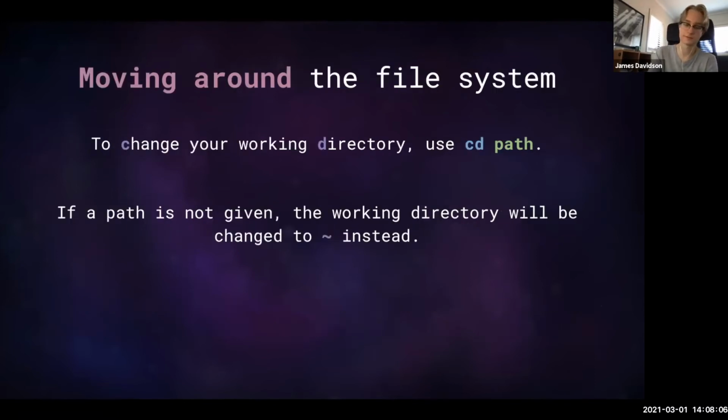So we've covered how to look at where we are. We've covered how to list what's in where we are, but we haven't talked about how to move. So if we want to change our working directory, we use the appropriately named cd, and we give it a path. This path is where we want to be after we run the command. And this path can either be absolute or relative. And if the path is not given, so if we just type cd on its own, then it defaults to sending you back to your home directory, so this tilde directory.